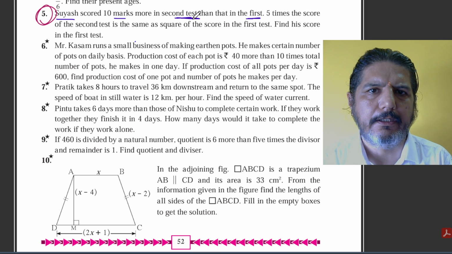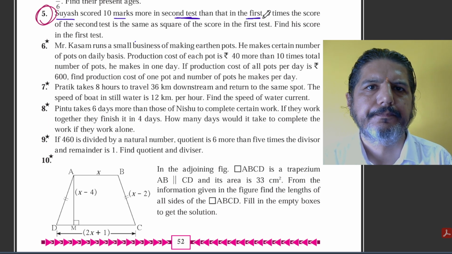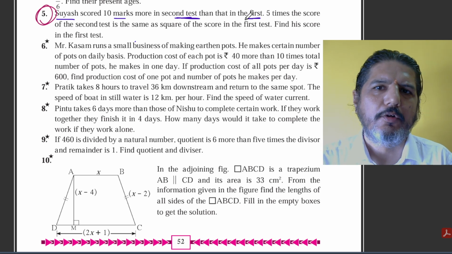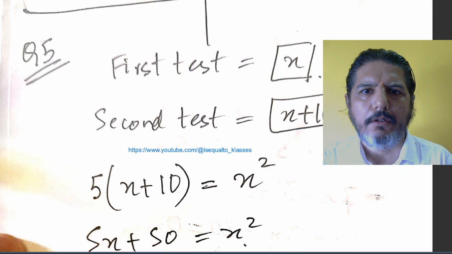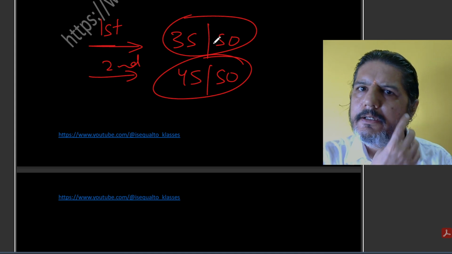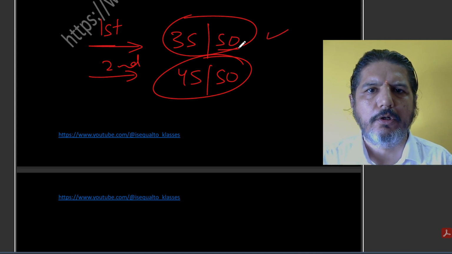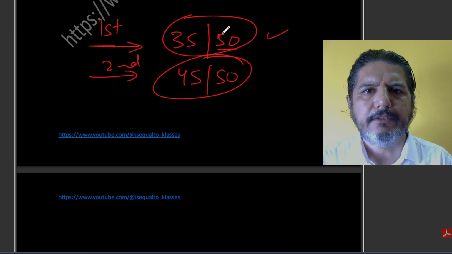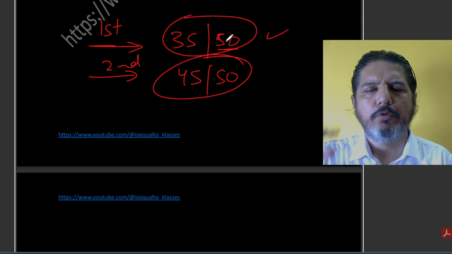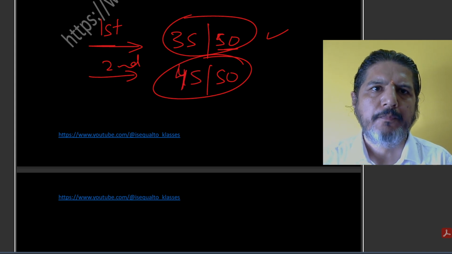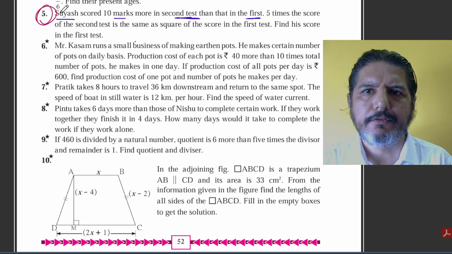Marks more in second test than in the first. So let's first focus on this line, then we will go ahead. The meaning of this line is that, let us say, in the first test he had scored 35 marks out of a total of 50. Then in the second test, he has scored 10 marks more, so that he has scored 45 marks now. So this is the meaning of the first line.